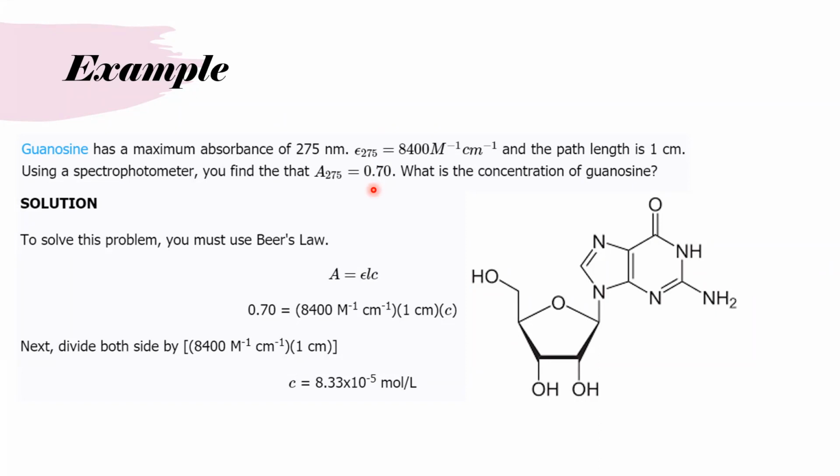And then the path length of the cuvette is always 1 centimeter. So now we just plug those known values into Beer's law equation, isolate concentration, solve for C, and we get this value here, 8.33 times 10 to the -5 power moles per liter.